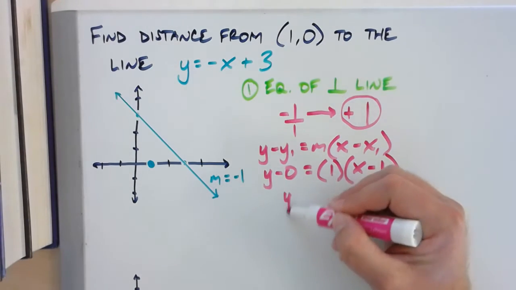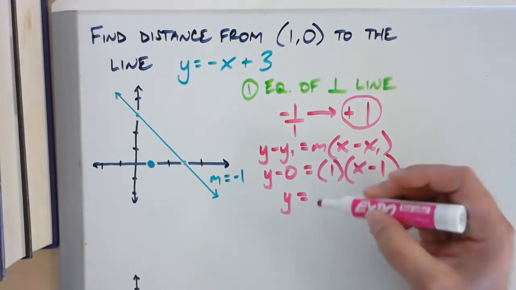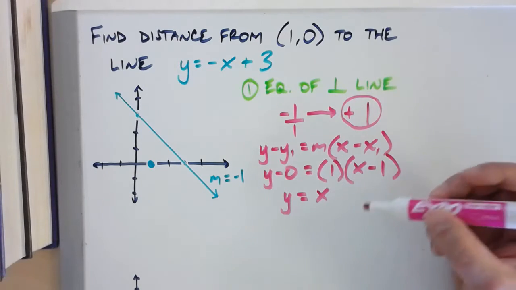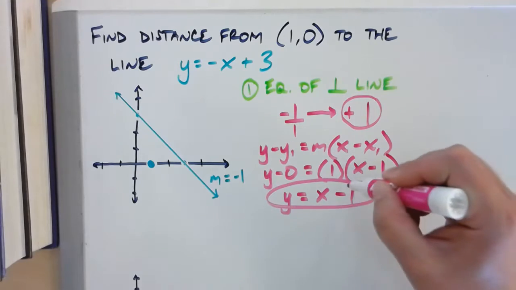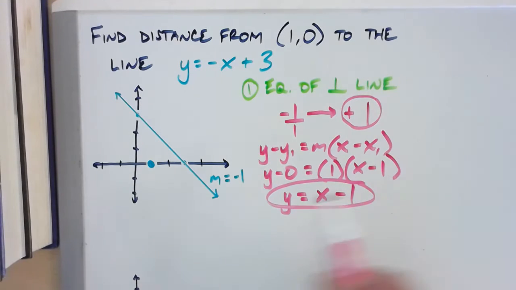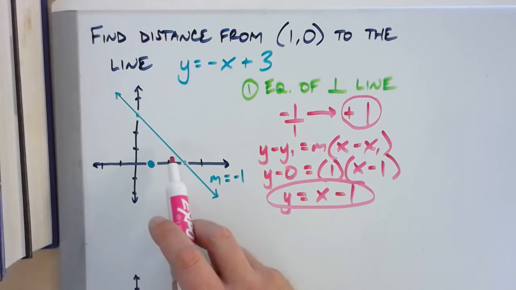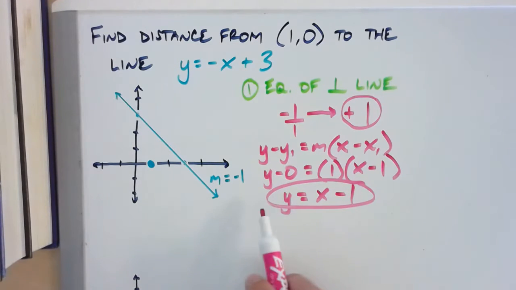Well, that just reduces to y. 1 times x is just x. 1 times a negative 1 is minus 1. There is the equation of my perpendicular line connecting that point to that line. This is the line on which I'm going to measure.